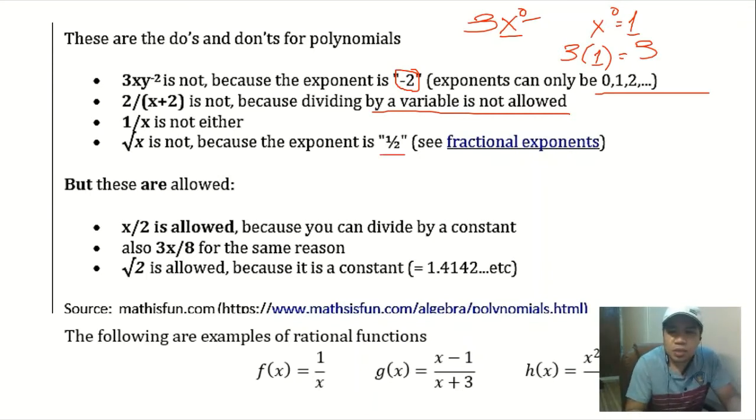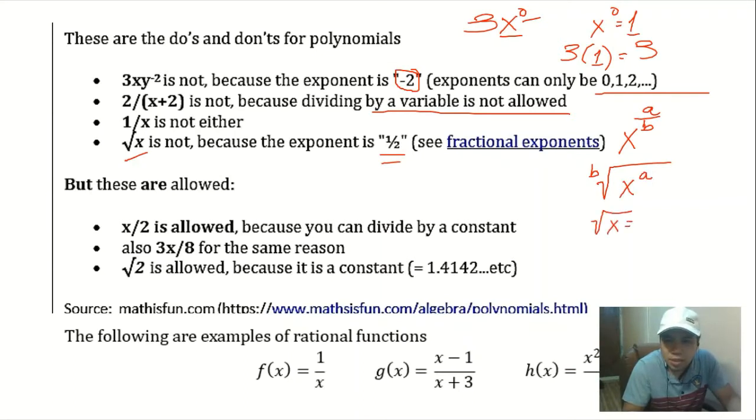By the way, x raised to a over b. Yan, square root of x, paano siya naging exponent na 1/2? It can also be written as the b-th root of x raised to a. Since dito, square root of x is actually square root of x raised to 1. Square root, hindi na sinusulat yung 2. Kaya ang nakasulat lang dito is square root of x. So, kapag kinonvert ko itong exponent, that becomes x raised to 1/2.